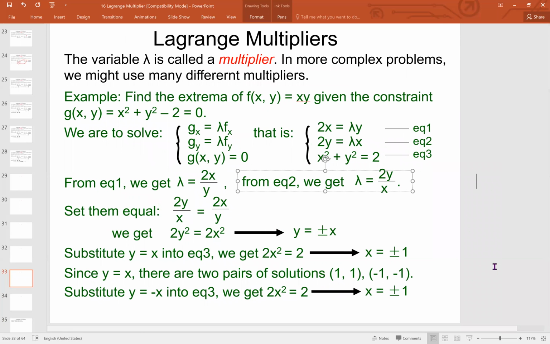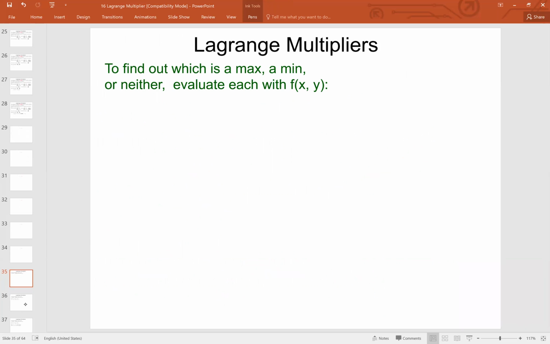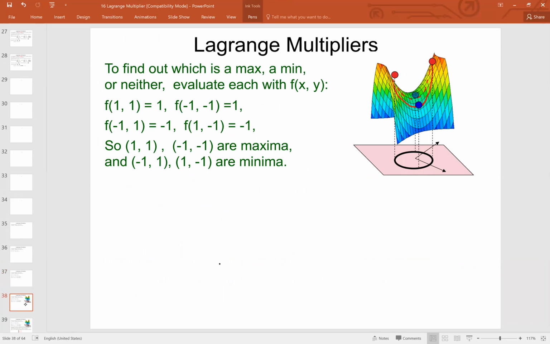So let me move it back here. Here is the picture. So 1, 1 is a maximum, and minus 1, minus 1 is a maximum. And then at the other 2 corners of the square, those are the minimums. And these are the pictures for them.